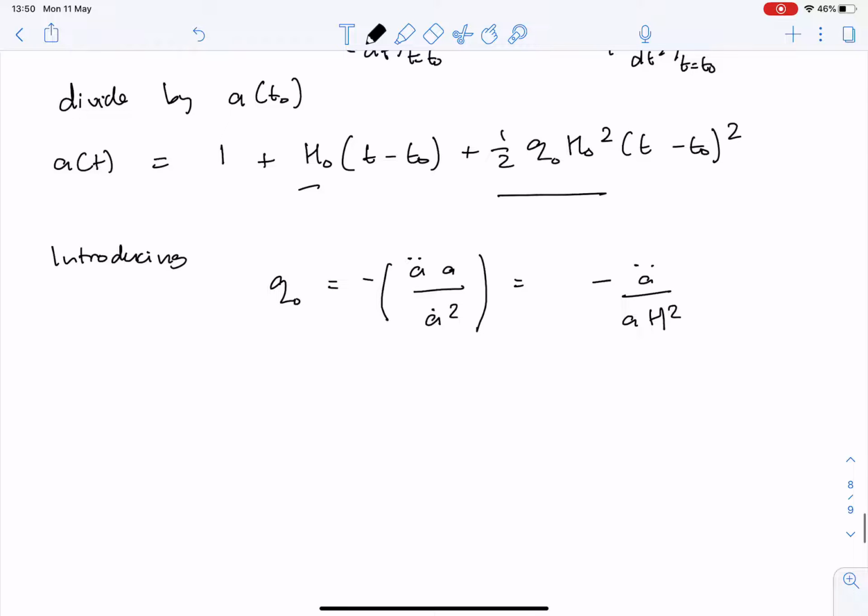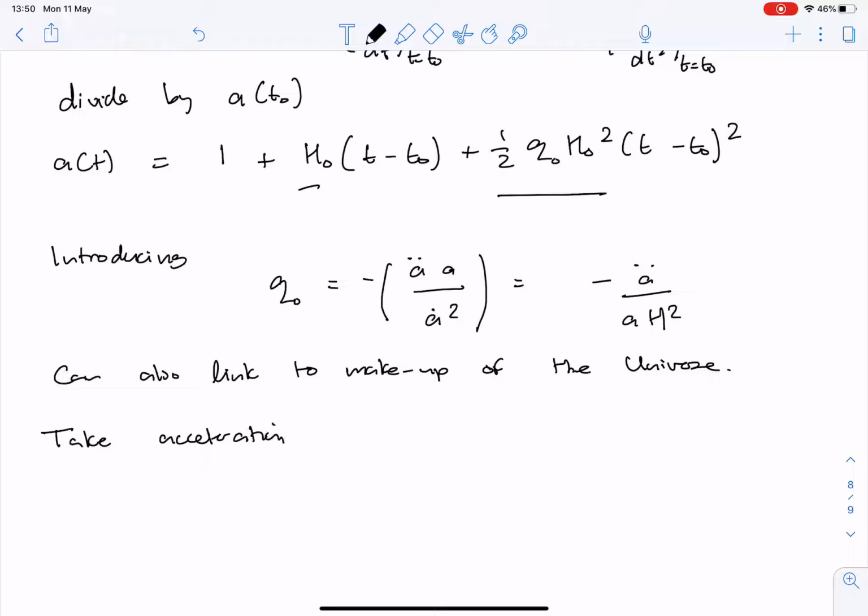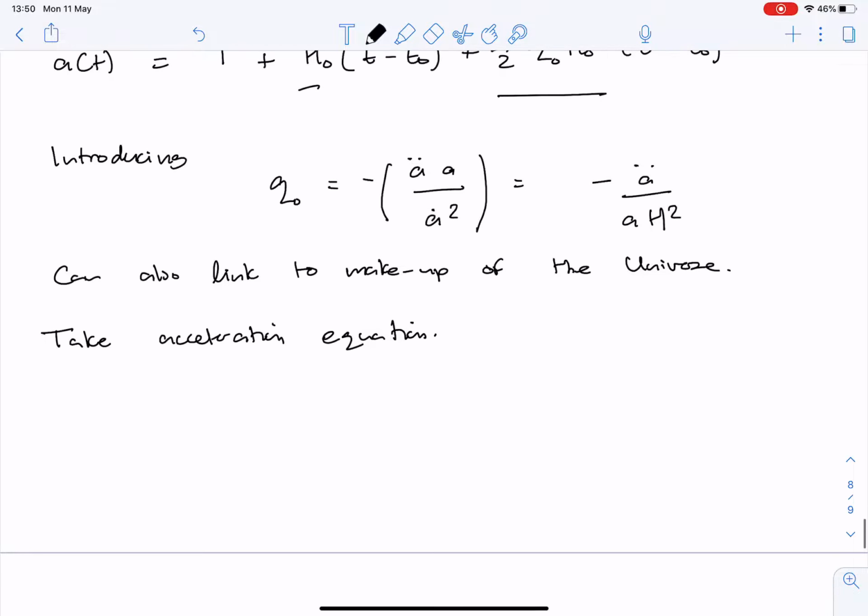But there is also a link to the makeup of the universe. And that is the following. If I take the acceleration equation, I have the following.